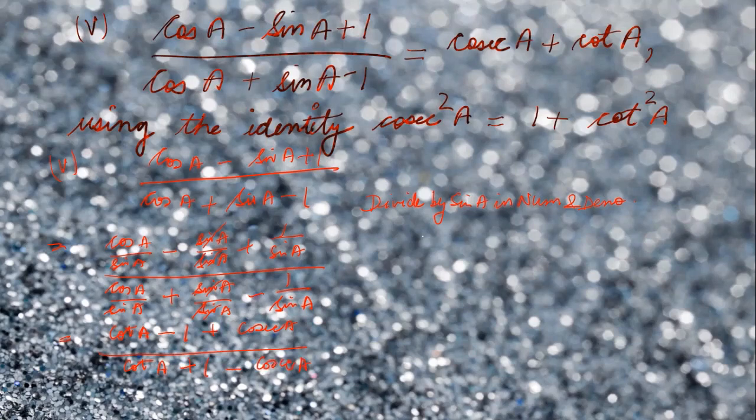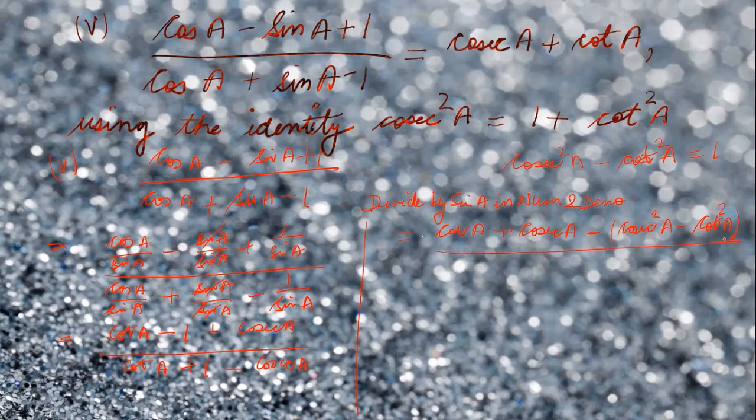Okay, now you can write it like this: cot A plus cosec A minus, now you know the identity. They are saying using the identity 1 plus cot square A is cosec square A. So instead of 1 you can write cosec square A minus cot square A is 1. So use this identity. Now here you write cosec square A minus cot square A.